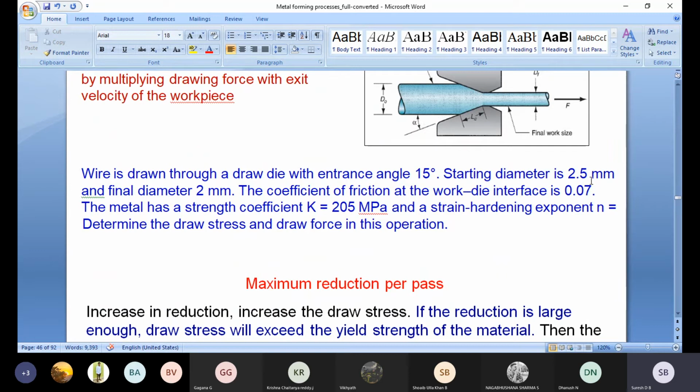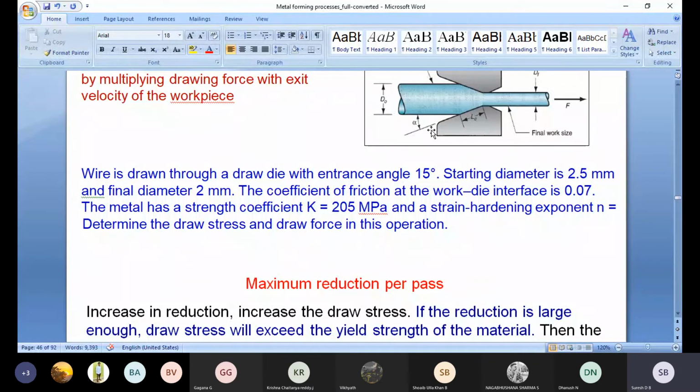The starting diameter is 2.5 mm and the final diameter is 2 mm. Suppose the specimen of 2.5 mm diameter is introduced in between the two dies. At that time you maintain 15 degrees, and the final diameter means the 2.5 mm diameter is reduced to 2 mm.